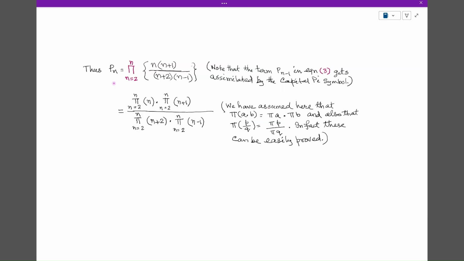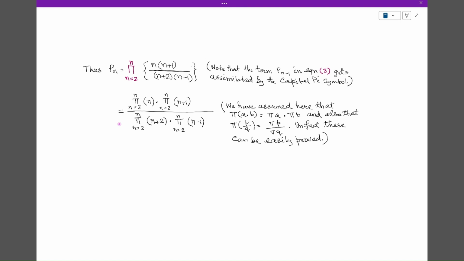Thus, Pn is equal to pi of n(n+1)/((n-1)(n+2)) when n varies from 2 to n. Note that the term P(n-1) in equation 3 gets assimilated by the capital pi symbol because it is a product, and P(n-1) will be automatically multiplied to this when n varies from 2 to n.